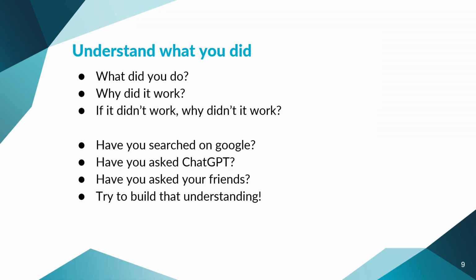Once I've coded up my behavior of moving left and right, I want to understand, what did I do? If it worked, why did it work? If it didn't work, why didn't it work? And if it didn't work, let's go into trying to understand how we can get it to work. Have you searched on Google? Have you asked ChatGPT? Have you asked your friends? Try to build the understanding so that you can go from not working to working.